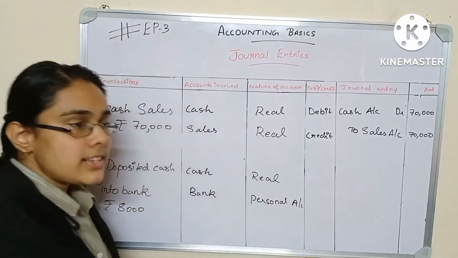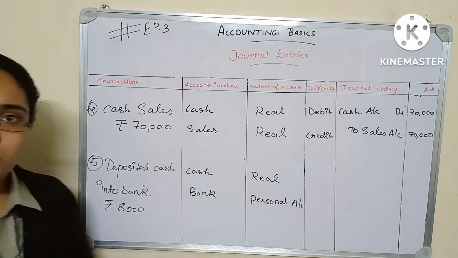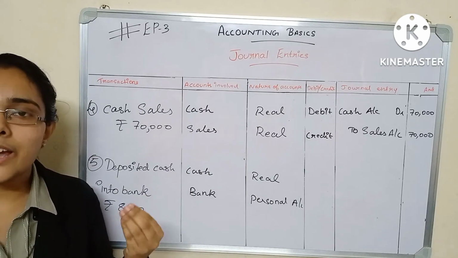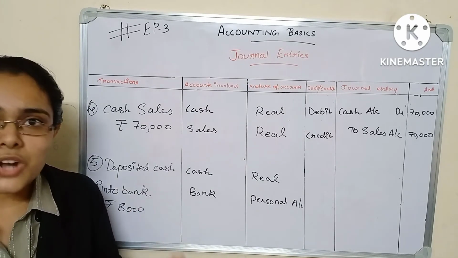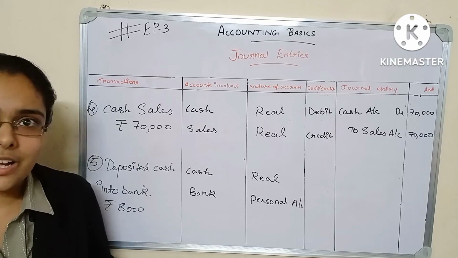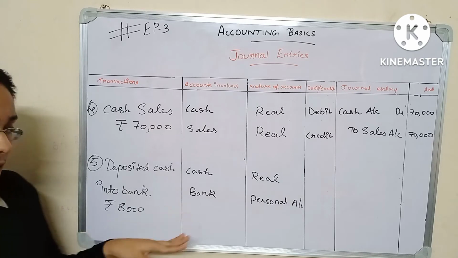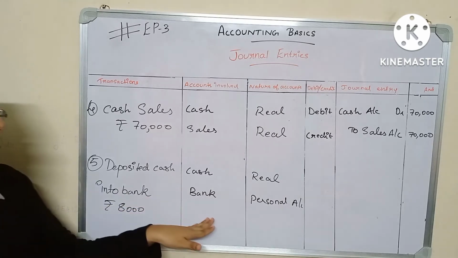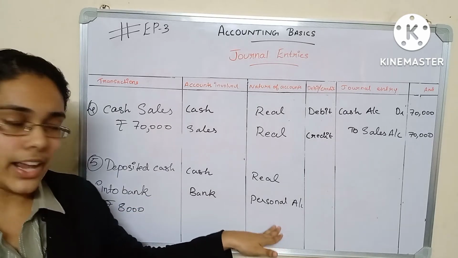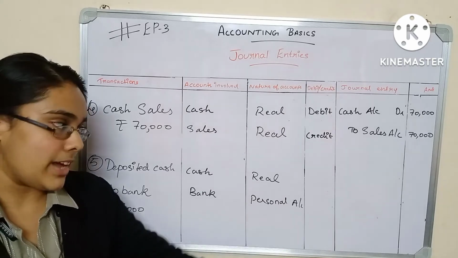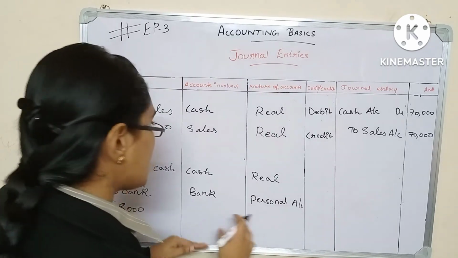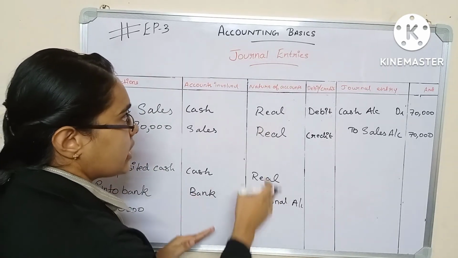Nowadays, both bank and cash are used simultaneously because all the transactions are facilitated through bank accounts. So you can use cash and bank simultaneously, but here in this transaction, bank is considered as a personal account. So personal account rule applies. Okay. So now we have written the nature of accounts.